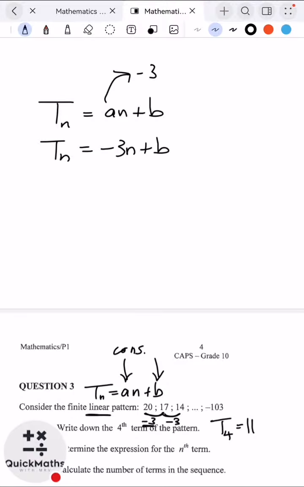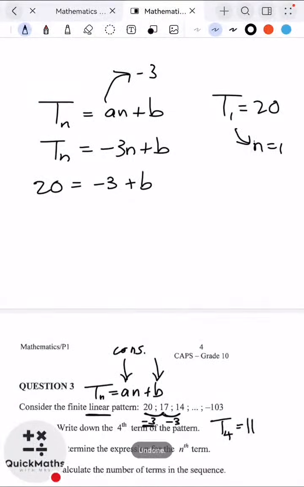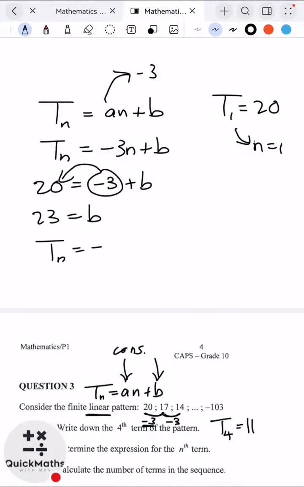Right, so the way we're going to think about this is we're going to look at our first pairing over there. So that first pairing, it is T1 is equal to 20. So the n value here is 1. Let's write n is 1. So I'm going to go to this equation and I'm going to put a 1 as n and a 20 as Tn. So I'm going to say 20 is equal to minus 3 times 1 plus b. And now we'll do some linear stuff to solve for b. Add this on both sides, so 23 is equal to b. Tn is equal to minus 3n plus my 23.